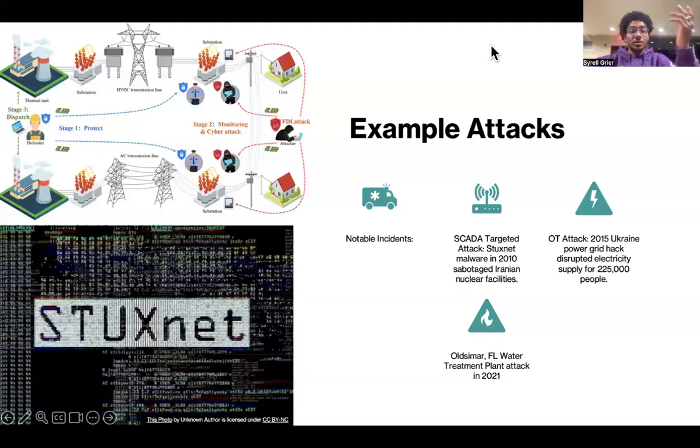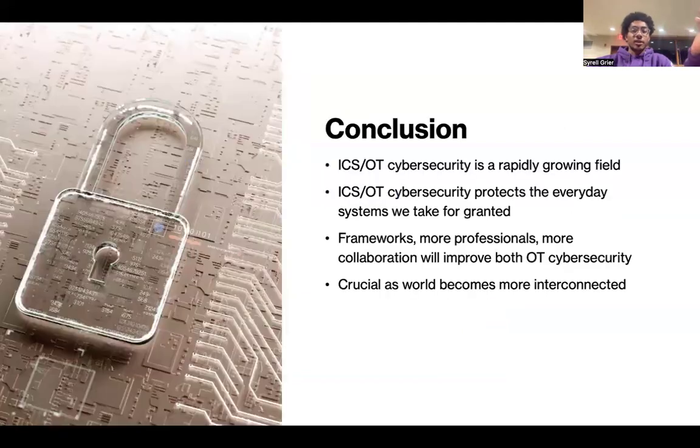Okay, so now that you've seen some examples, we can go ahead and conclude. So, in conclusion, ICS and OT cybersecurity is a rapidly growing field. ICS and OT cybersecurity protects the everyday systems that we take for granted. And as interconnection increases, it's only going to become more and more important. So we need more frameworks, we need more professionals, and we need more collaboration between IT and OT teams to improve OT cybersecurity to ensure the safety of our future systems.